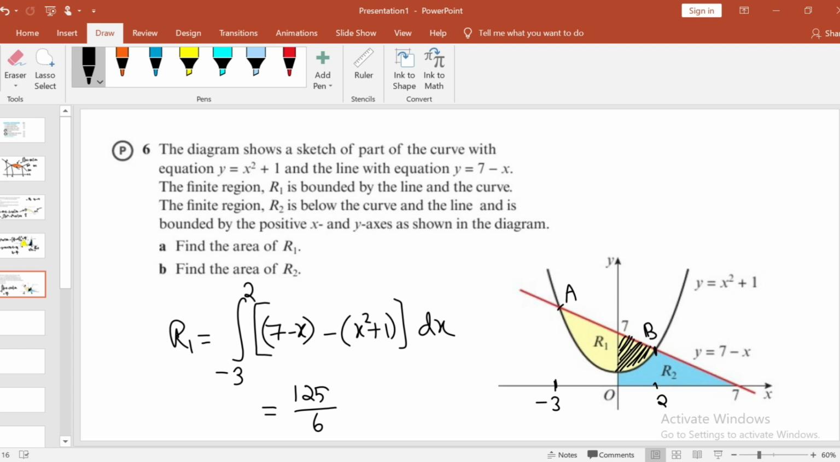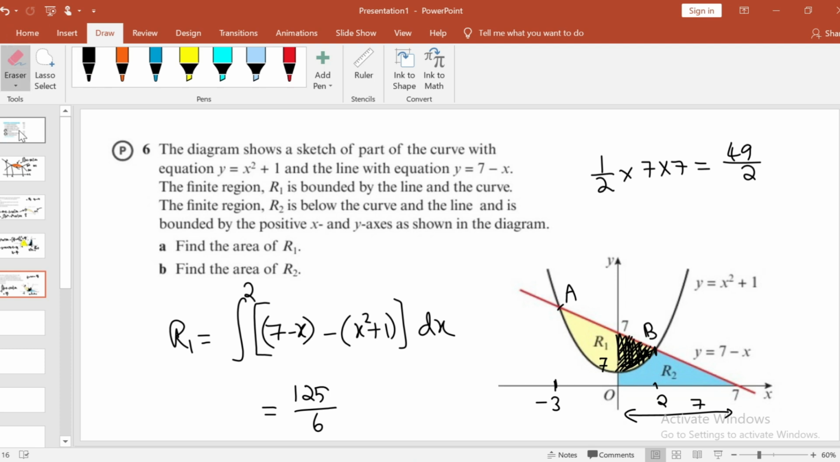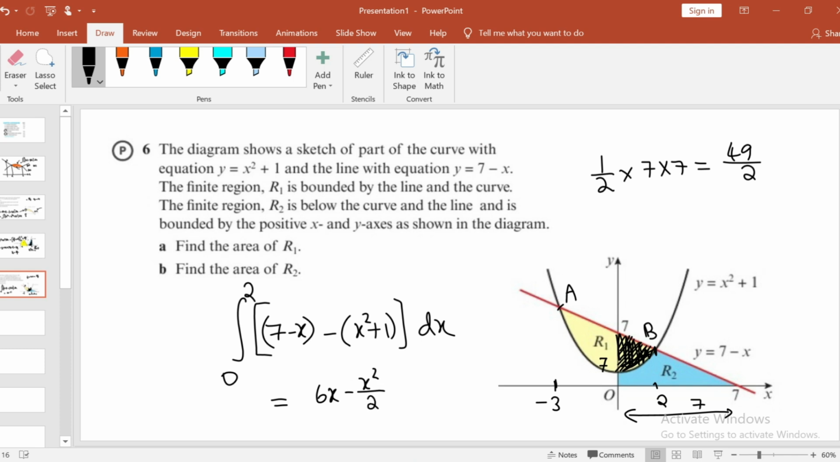When you use the area of the triangle, you have the height 7, base also 7, right? So the area of the triangle is half times base times height, which is 49 over 2. You just need to find this little area using the same method as part 1, but from 0 to 2. So it's going to be 7 minus 1 is 6, so 6x minus x squared by 2 minus x cubed over 3, from 0 to 2.